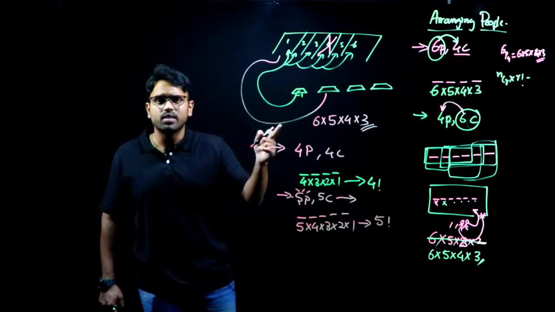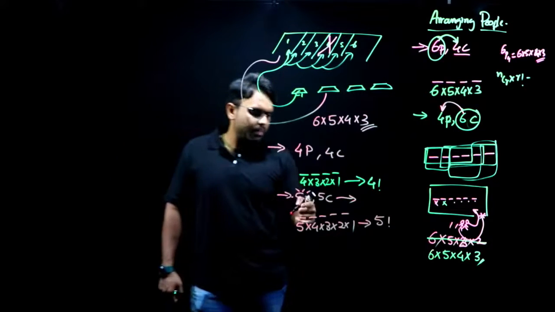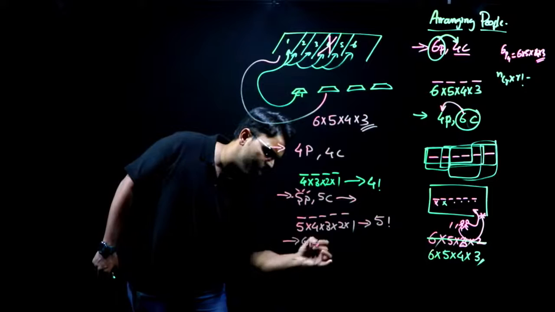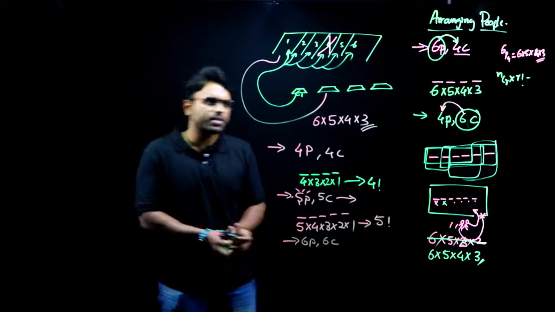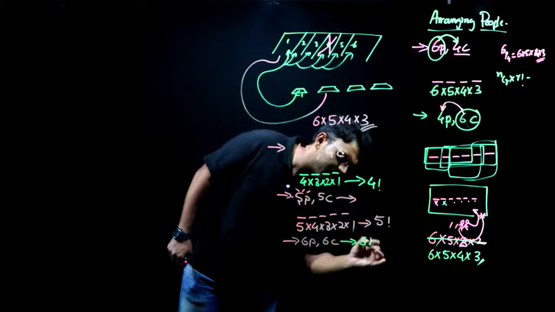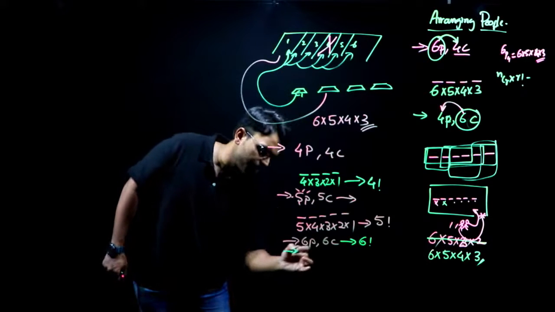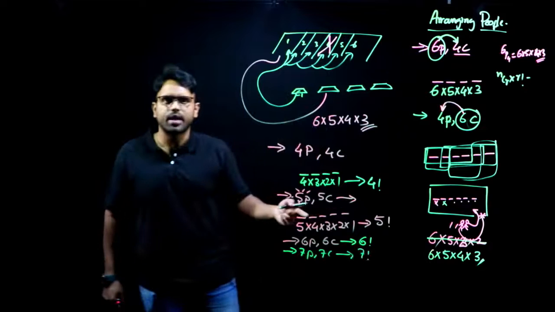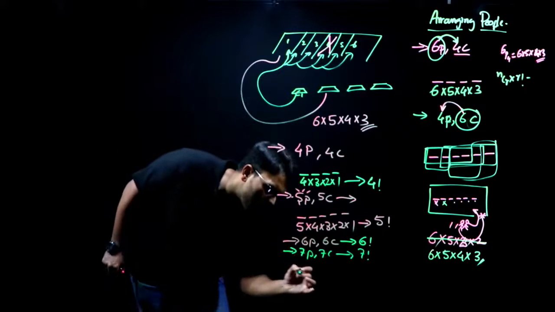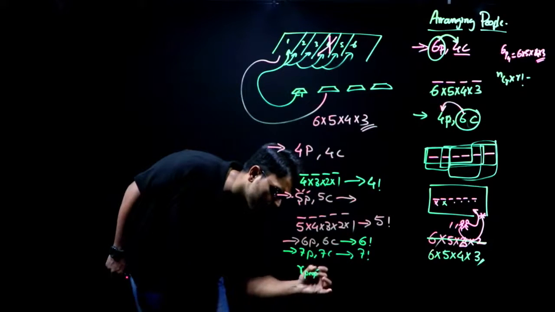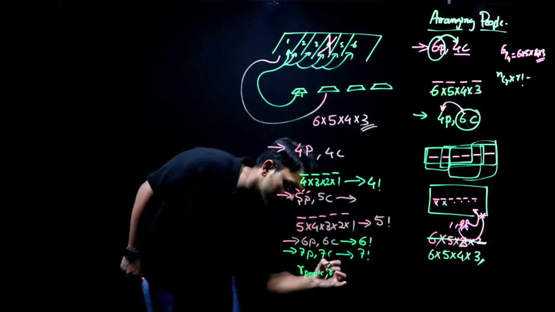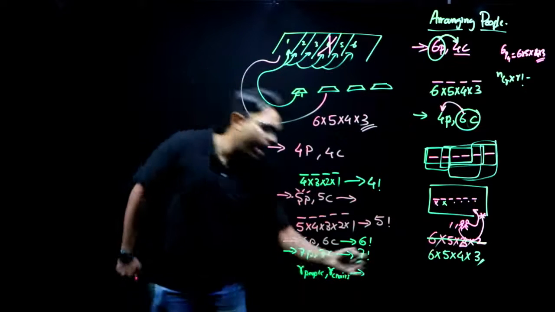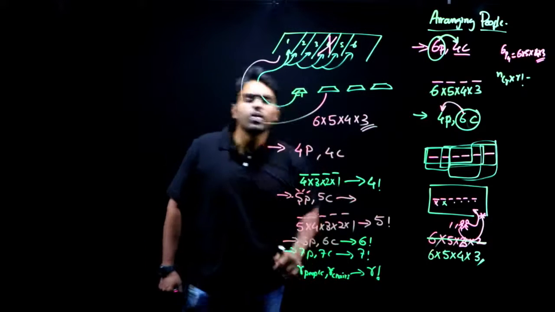Again, quickly tell me now. 6 people, 6 chairs: how many different ways can they be arranged? 6 factorial ways. 7 people, 7 chairs: 7 factorial ways. 8 people, 8 chairs: 8 factorial ways. R people, R chairs: in how many different ways can they be arranged? R factorial.